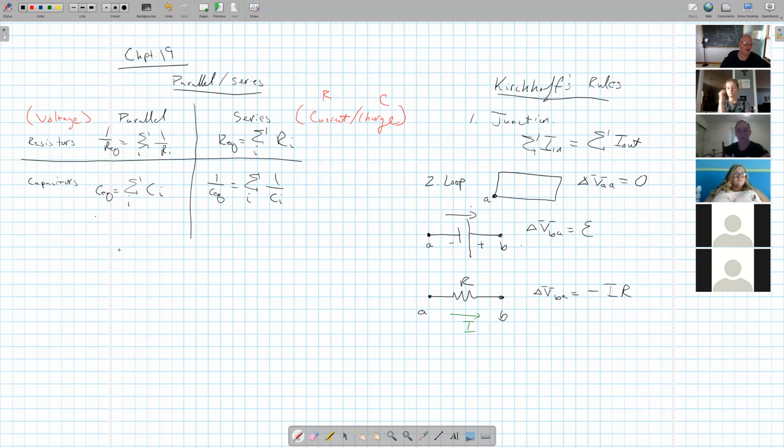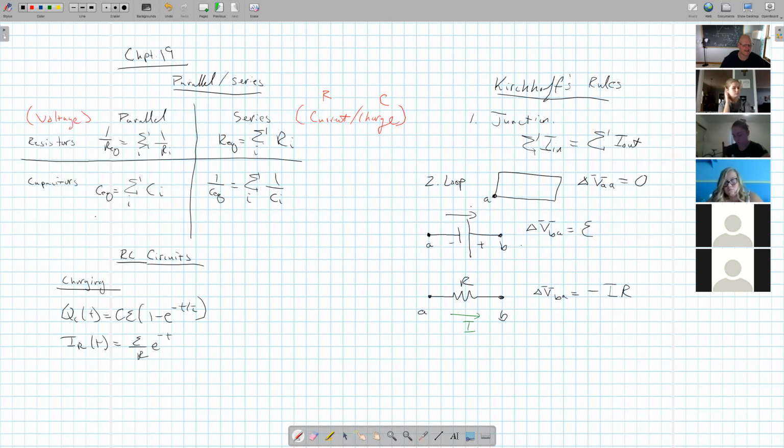And then the last thing now are the RC circuits. So for RC circuits, we have when they are charging. For charging, the charge across the capacitor as a function of time is equal to C times E times 1 minus e to the minus t divided by tau. And the current across the resistor as a function of time is equal to E divided by R times e to the minus t divided by tau.